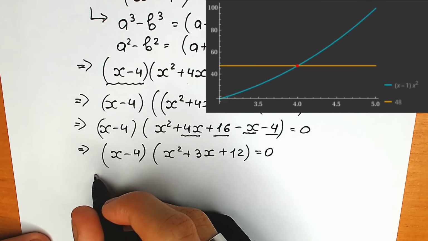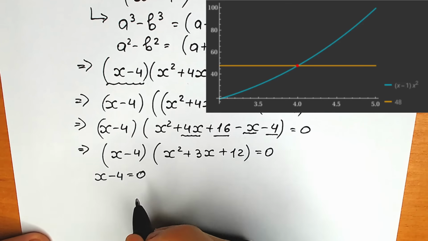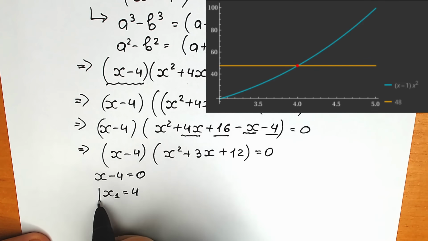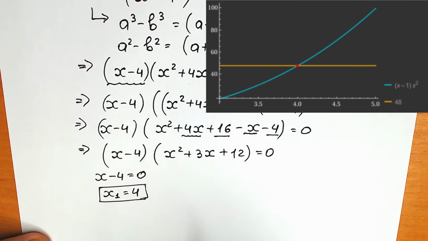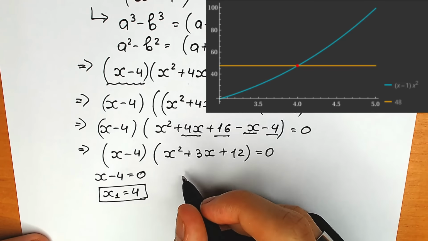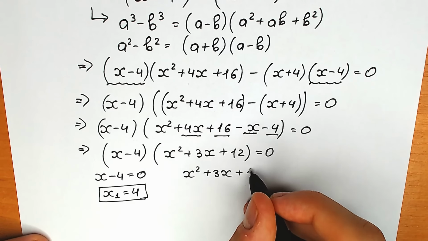So let's start with the first one. So the first parenthesis equal to 0, x minus 4 is equal to 0. And from here our x first is equal to 4. This is our first root. We're going to check this root a little bit later. Let's solve this second parenthesis. So we have x squared plus 3x plus 12 equal to 0.